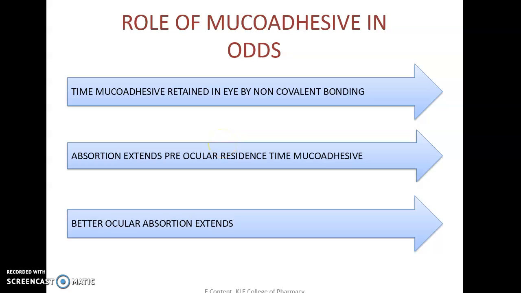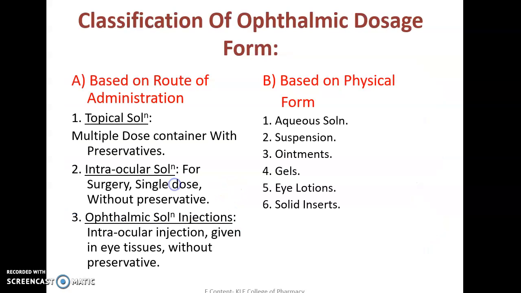Next, what is the role of mucoadhesive in the ocular drug delivery system? Mucoadhesive is retained in the eye by non-covalent bonding, and absorption extends the ocular residence time. Next, a better ocular absorption extension takes place. These are the roles of the mucoadhesives in the ocular drug delivery system.